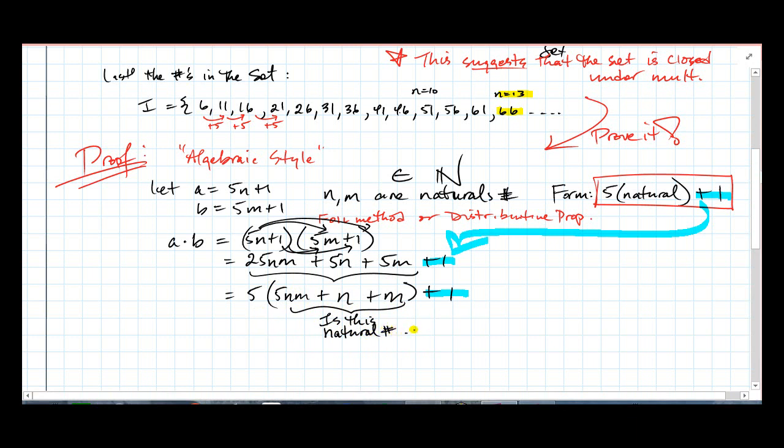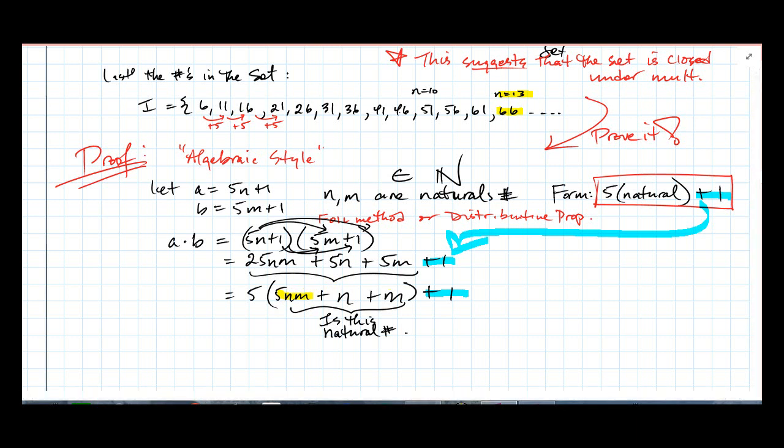This goes back to the previous activity on 1C1. So let's take a look at the first part. Get your eyes right here. A natural number, 5 times a natural number times a natural. Is that natural? Well, the answer is yes, because we talked about that in the previous lesson. A natural times a natural is a natural. We said it was closed under multiplication.